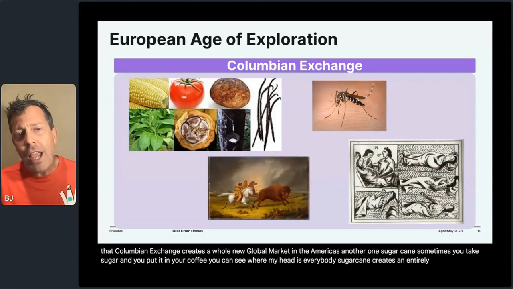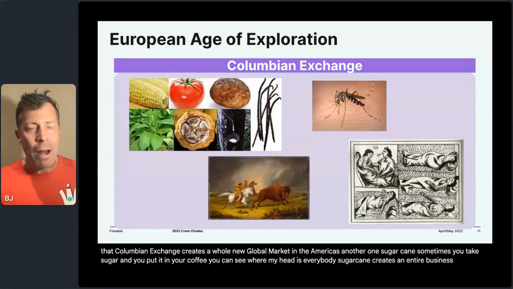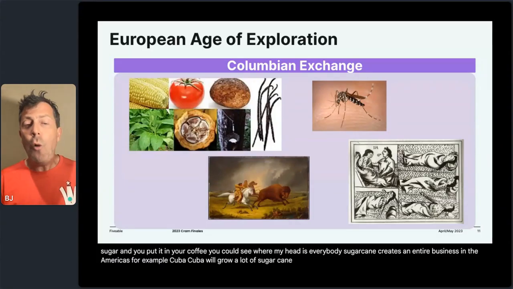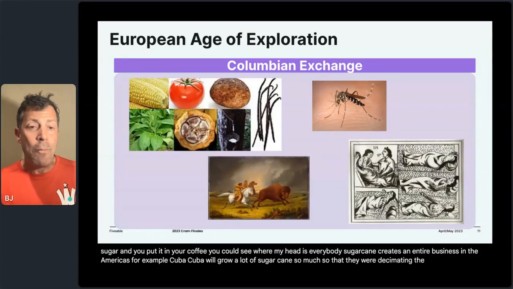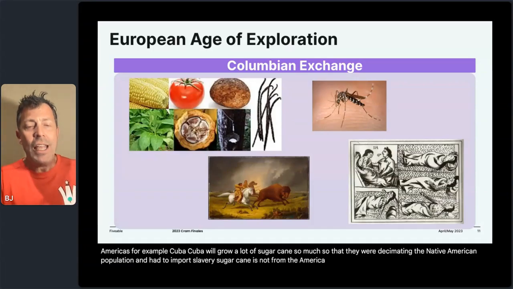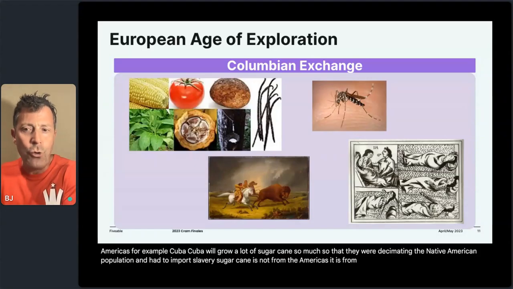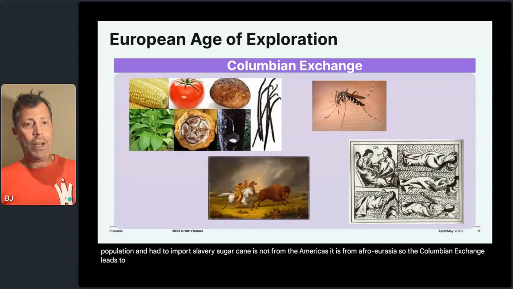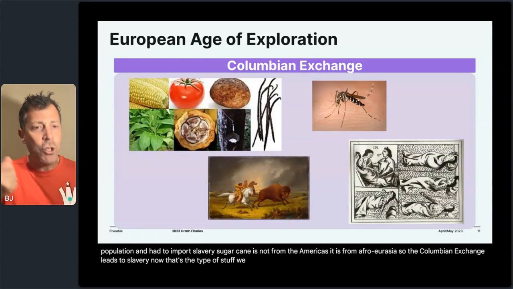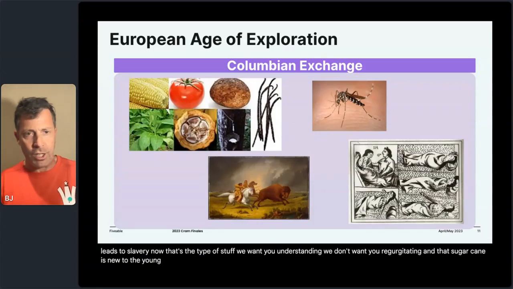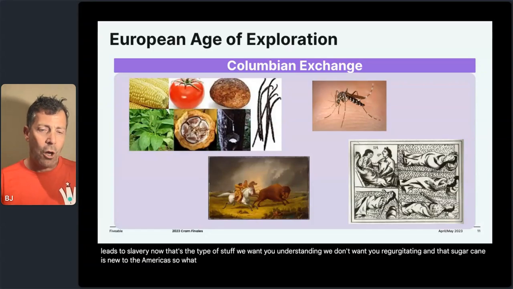Sugarcane creates an entire business in the Americas. For example, Cuba. Cuba will grow a lot of sugarcane, so much so that they were decimating the Native American population and had to import slavery. Sugarcane is not from the Americas. It is from Afro-Eurasia. So the Columbian Exchange leads to slavery. Now, that's the type of stuff we want you understanding. We don't want you regurgitating that sugarcane is new to the Americas. So what? So that's where I wanted to go with that.